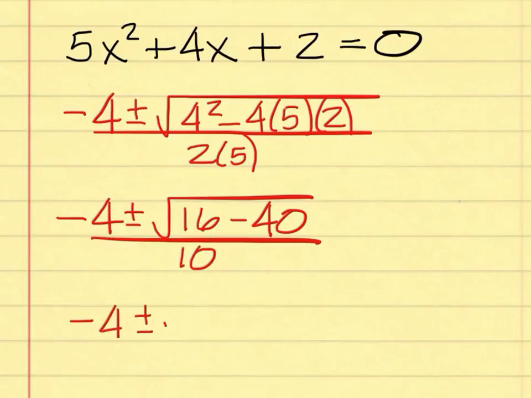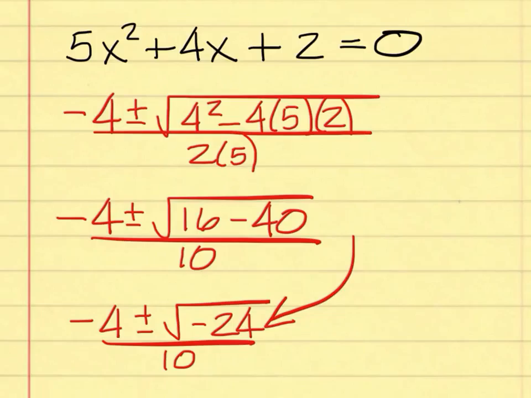When you simplify under the square root sign, you have a negative 24 for an answer. Remember, that is the discriminant that's underneath the square root sign. So your equation has no solution.